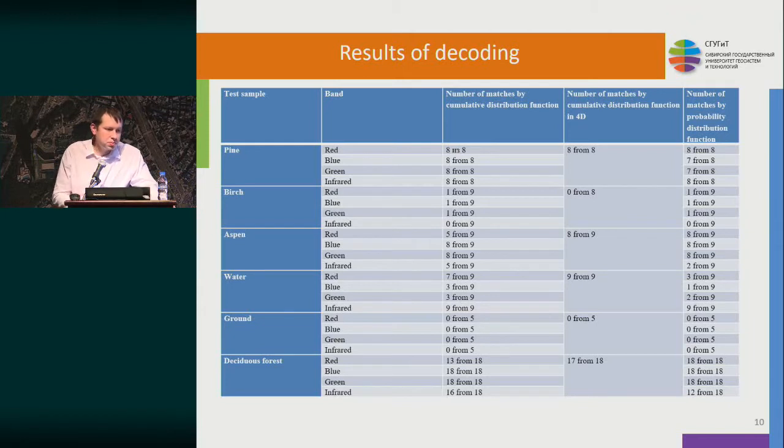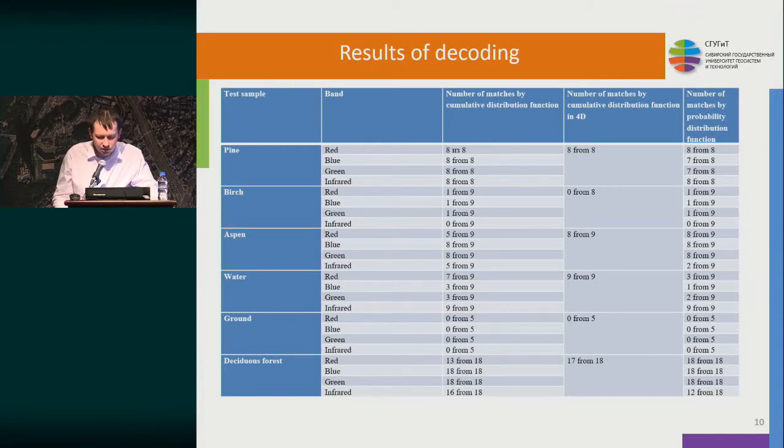By decoding particular species of deciduous trees, like aspen and birch trees, the results originally were pretty poor. It was a failure. So what we did was to assume that birch and aspen trees would be decoded as one group, let's say deciduous.